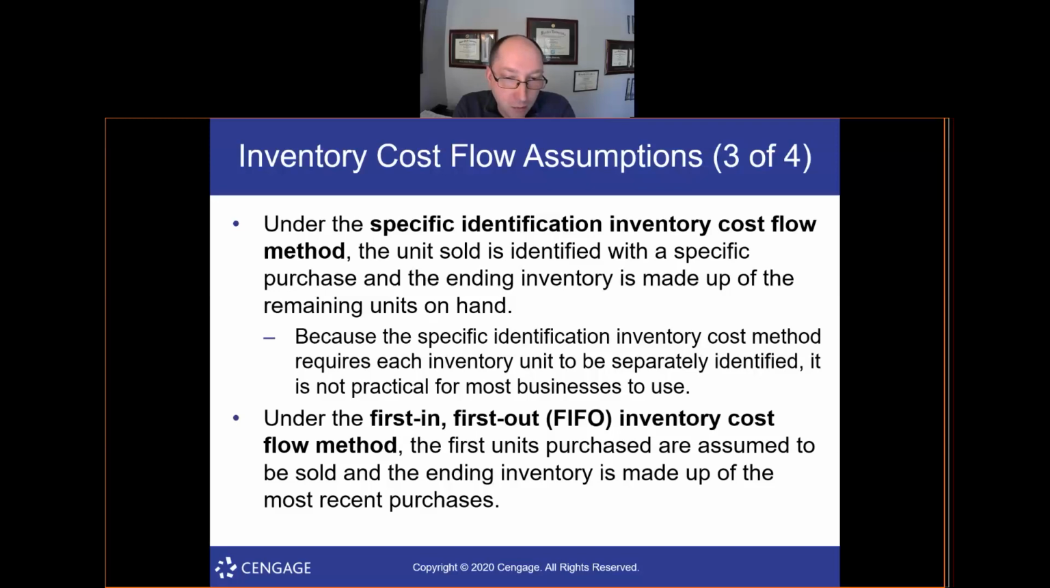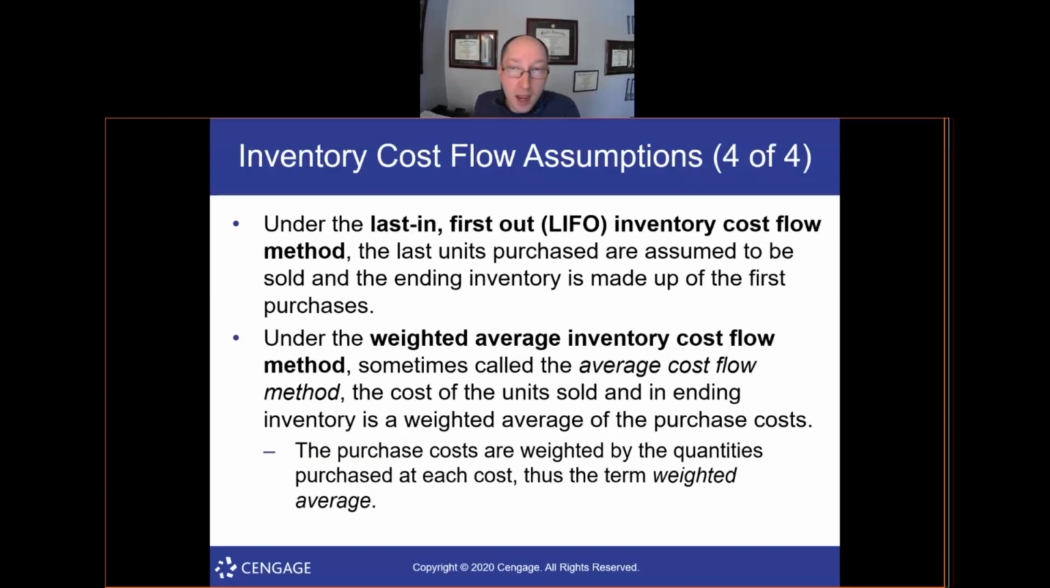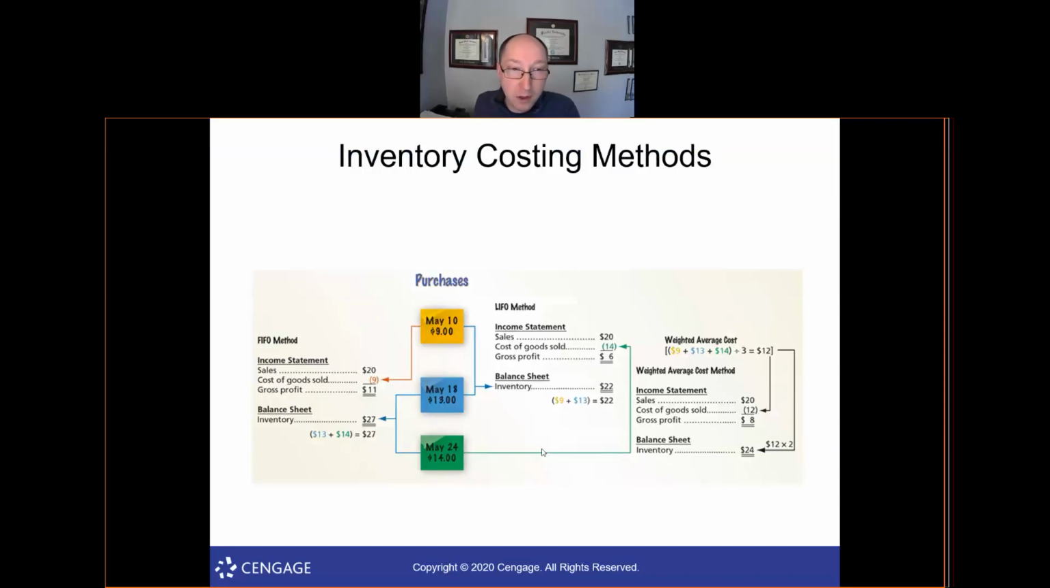First in, first out, the purchase price is assumed to be sold, and the ending inventory is made up of the most recent purchases. Last in, first out, we assume that we're going to sell the last one first, right? And weighted average, we take them all in average. So here's how it looks. I like this graphical representation because it's the easiest way to compare the situation. So on May 10th, I purchased a coffee mug for $9, May 18th for $13, May 24th for $14.